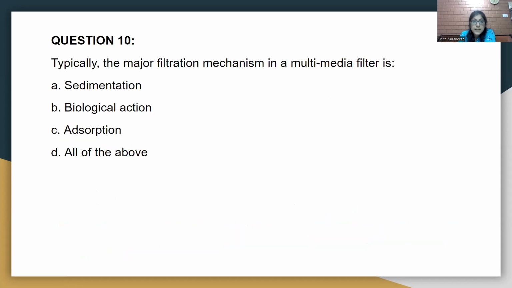Now, what is the major filtration mechanism happening in a multimedia filter? We are moving on to the filtration part of this water treatment process. This question is about filtration. What is the major filtration mechanism occurring in a multimedia filter?